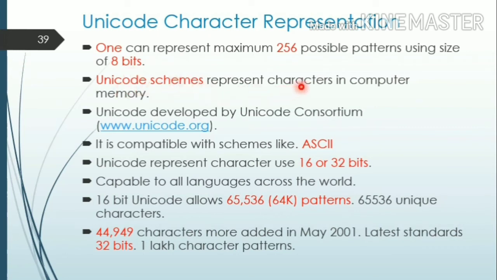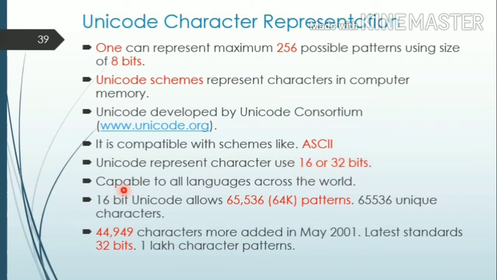The Unicode scheme represents characters in computer memory, like ABCD capital letters, special characters and all the things are represented in the Unicode scheme. Unicode was developed by the Unicode Consortium, you can visit this site. It is compatible with schemes like ASCII. It is familiar with ASCII characters also, so both work the same. Okay, now Unicode represents characters using 16 or 32 bits. Always you can find PC OS with 16 or 32 bits.